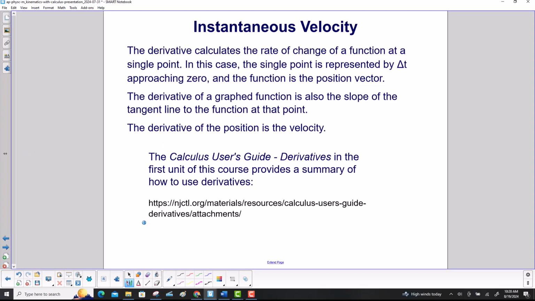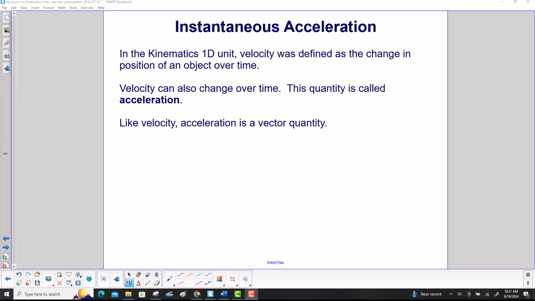The derivative calculates the rate of change of a function at a single point. In this case, the single point is represented by delta t approaching 0, and the function is the position vector. The derivative of a graph function is also the slope of the tangent line to the function at that point. The derivative of the position is the velocity. The Calculus User's Guide, Derivatives, in the first unit of this course provides a summary of how to use derivatives. In the Kinematics 1D unit, velocity is defined as the change in position of an object over time.